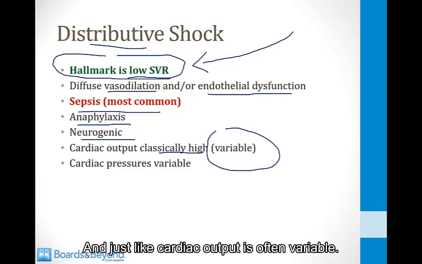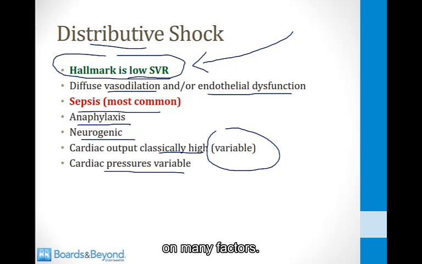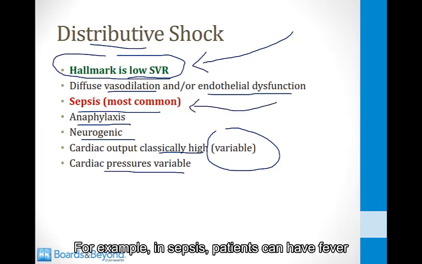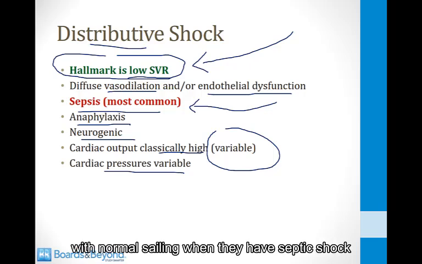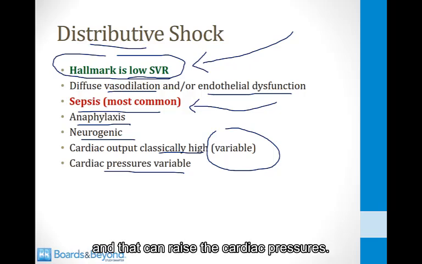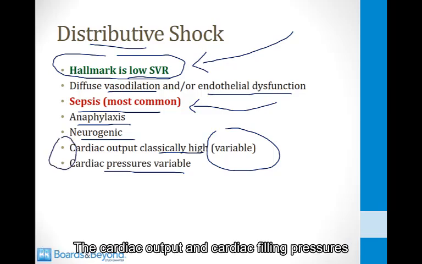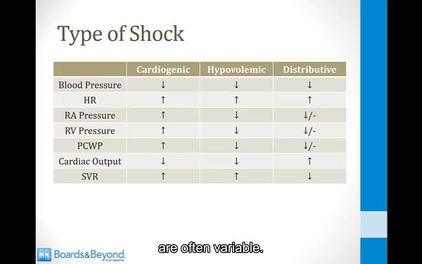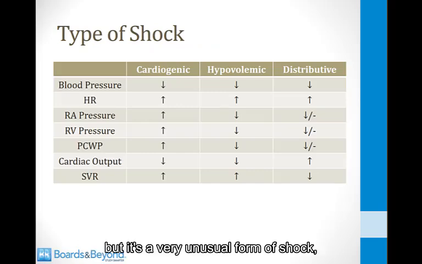And just like cardiac output is often variable, the cardiac pressures are often variable depending on many factors. For example, in sepsis, patients can have fever and therefore they can lose blood volume and that can lower the cardiac pressures. However, they are also usually treated with normal saline when they have septic shock, and that can raise the cardiac pressures. So basically, in terms of distributive shock, what you just want to remember is that the SVR will be low, the cardiac output and cardiac filling pressures are often variable. We'll talk about obstructive shock in a minute, but it's a very unusual form of shock, sort of in a class by itself.